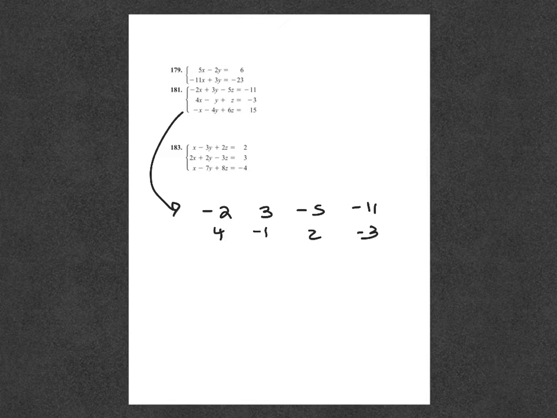The question came up yesterday. Okay, so let's say I'm doing 181. -2, 3, -5, -11, 4, -1, z, -3, -x, -4. Oh, not on these, but on the inverse. Okay, so let's just picture that we only have a 3 by 3. Why did I write x?